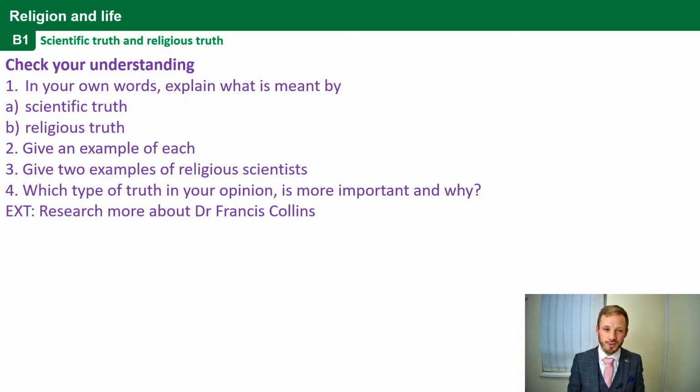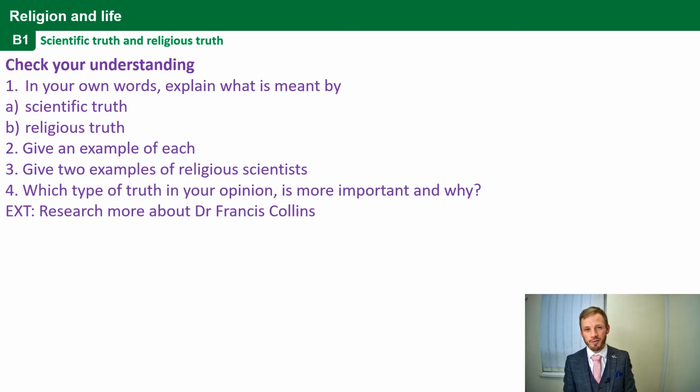Okay, let's look at the answers now. So in your own words, explain what is meant by scientific truth. So scientific truth is truth that is arrived at by scientific means using experiments, repeated observations over time to prove a hypothesis or theory. Whereas religious truth is truth and reality that is revealed by God. And that might come through holy books, through prophets, or people who have experienced the divine.